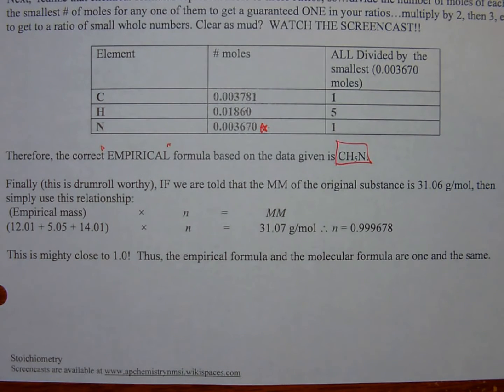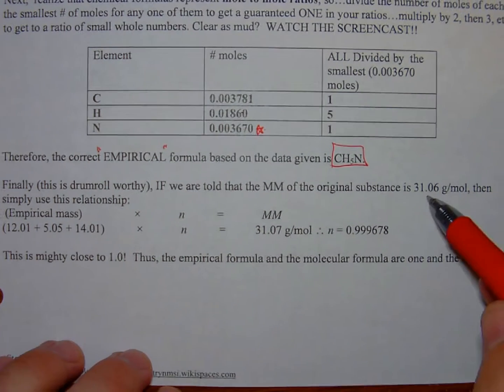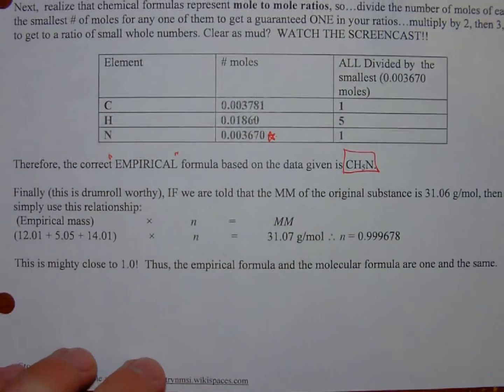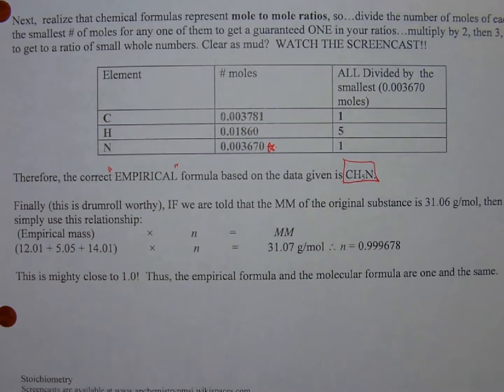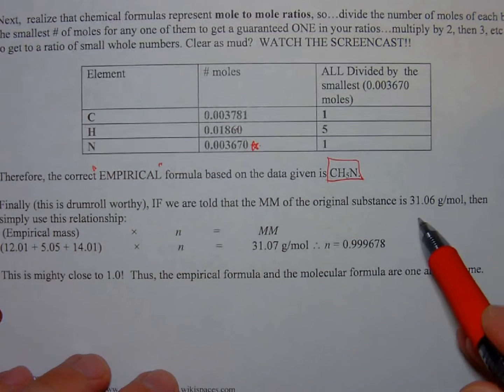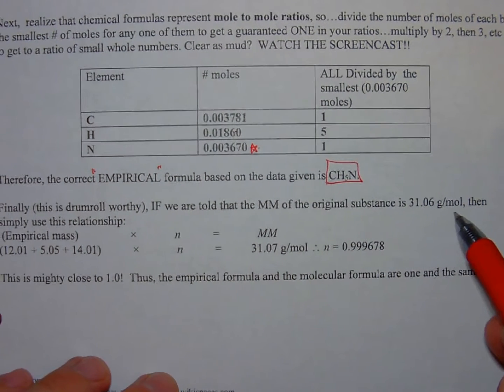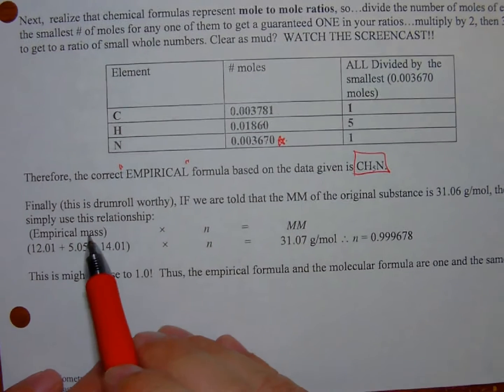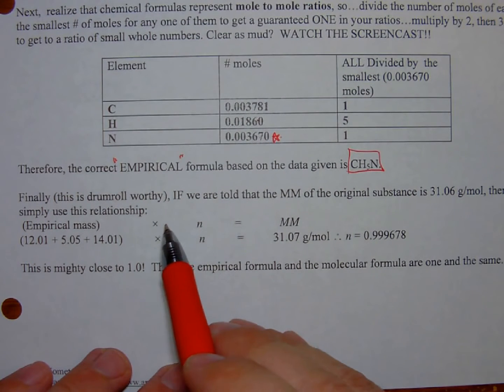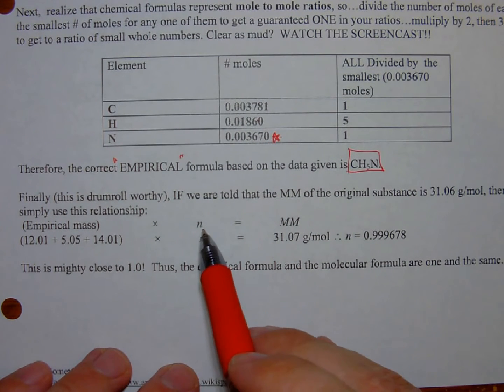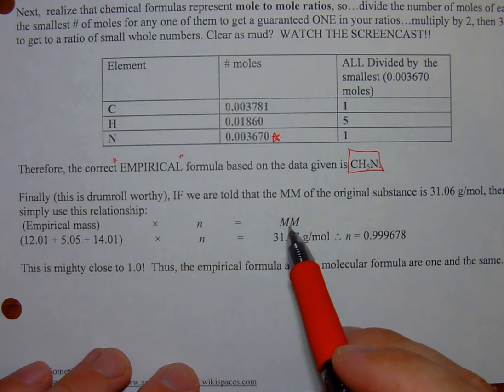So if we are told that the molar mass of the original substance is 31.06 grams per mole, and I would reiterate, we are going to have to be told the molar mass. We can't just know the molar mass, right? That kind of defeats the purpose of the problem. We would have to be told the molar mass at this point. But we're told that the molar mass is 31.06 grams per mole. Then we simply use the relationship that the empirical mass multiplied by a multiplier will be the molar mass.